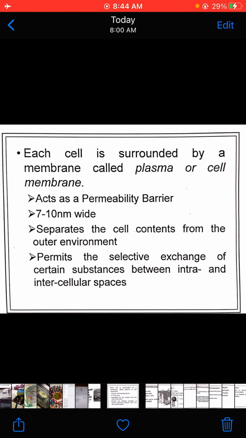Different eukaryotic cells contain many internal membrane systems that surround the cell organelles. So each internal membrane system is specialized to assist in the function of the organelle it surrounds. But here we are going to talk about the biological membrane. Membranes are basically a permeability barrier. If it's a permeability barrier, it must separate the cell contents from the outer environment. So it permits the selective exchange of certain substances between the intracellular spaces.